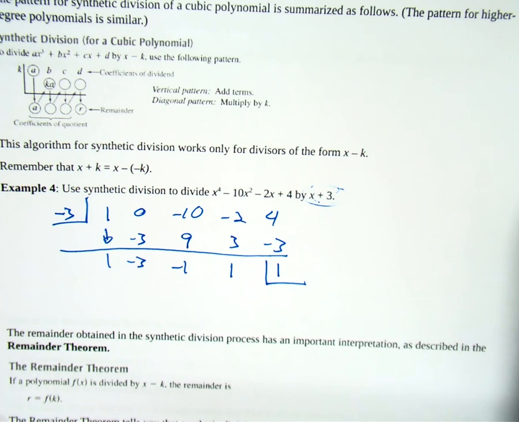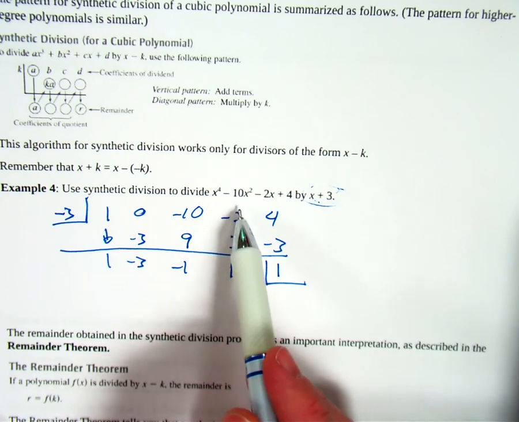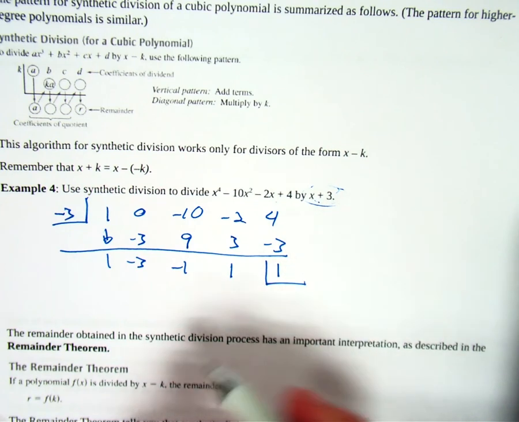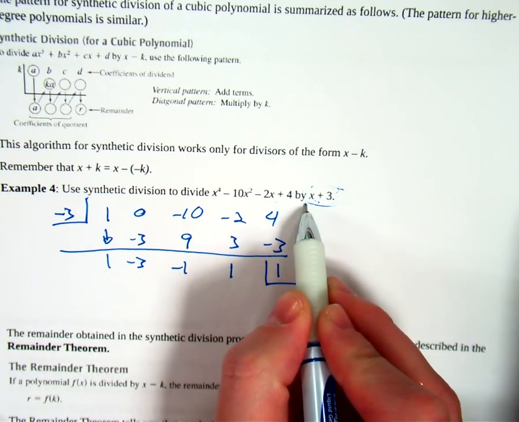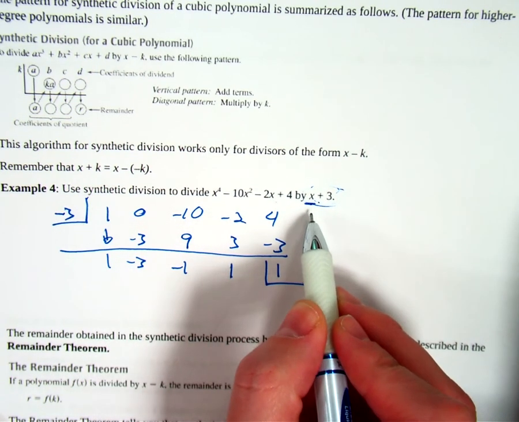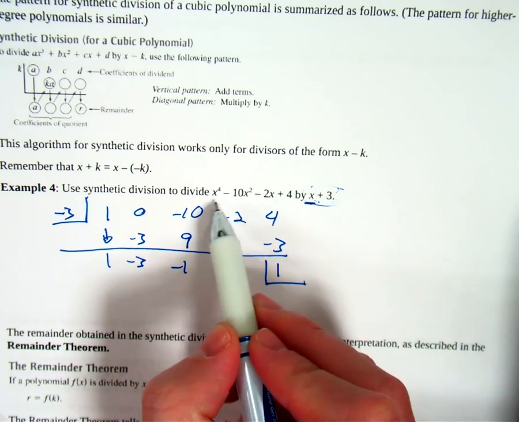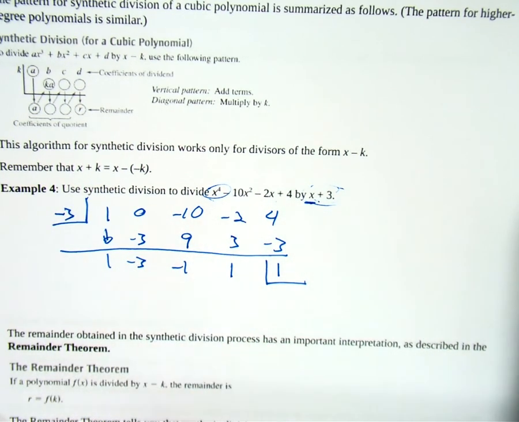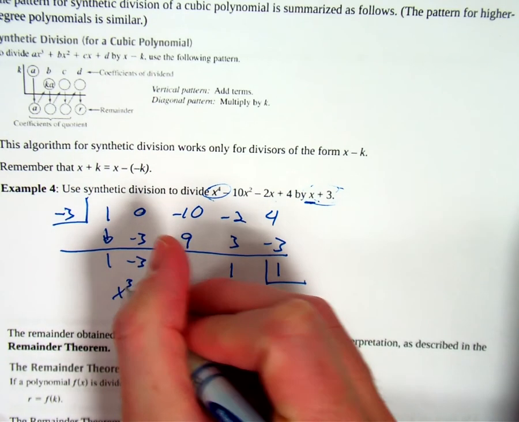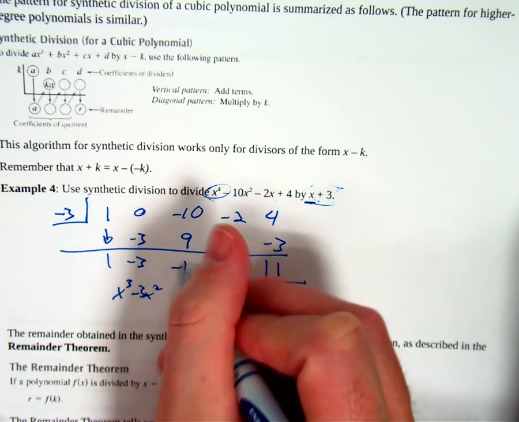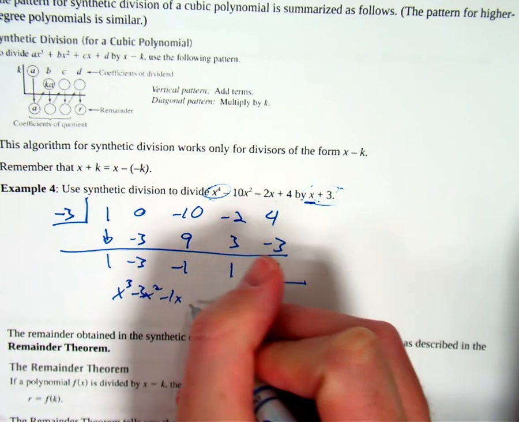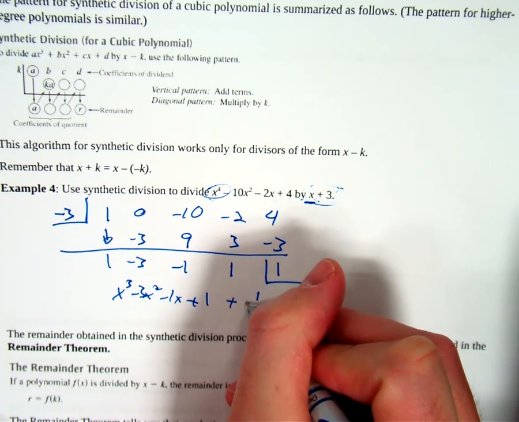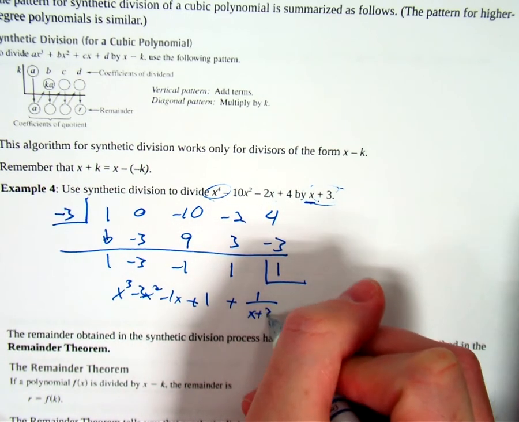So, when I divide x to the 4th minus 10x squared minus 2x plus 4 by x plus 3, I get, because you're dividing just by x to the 1st and then a constant, this is going to bump it down 1 power. So this is always going to be 1 power less than what you started with. So this is x to the 3rd minus 3x squared minus 1x plus 1 with a remainder of positive 1 over x plus 3.